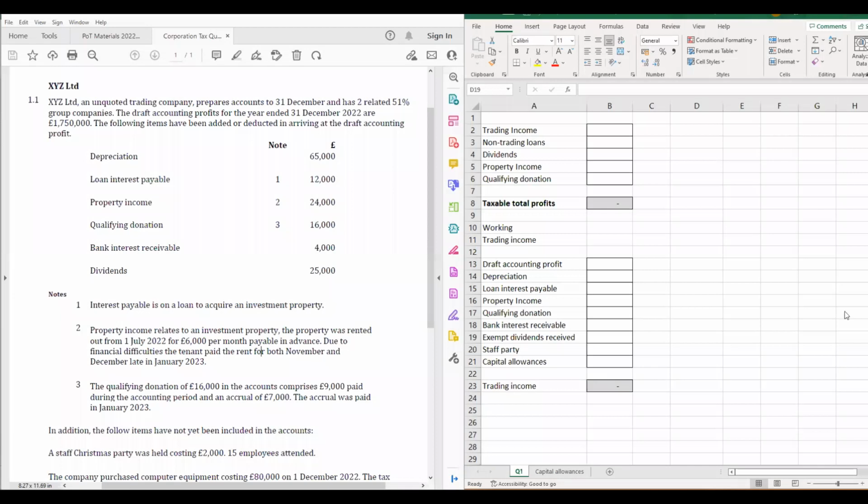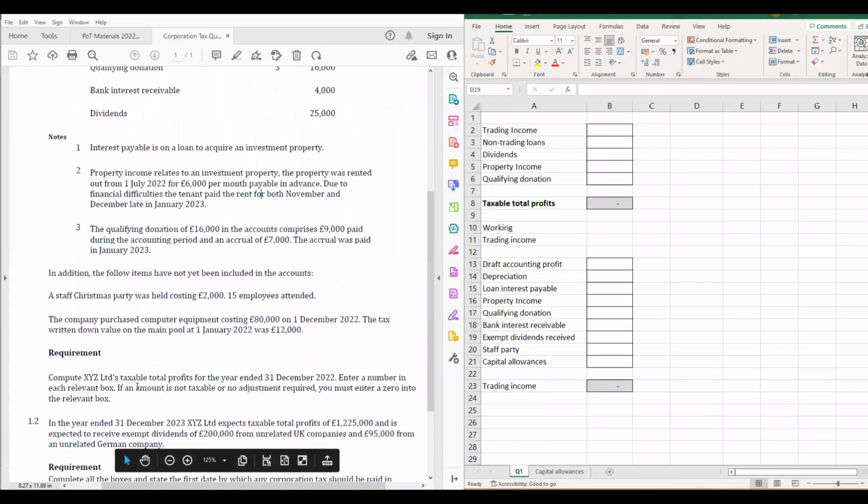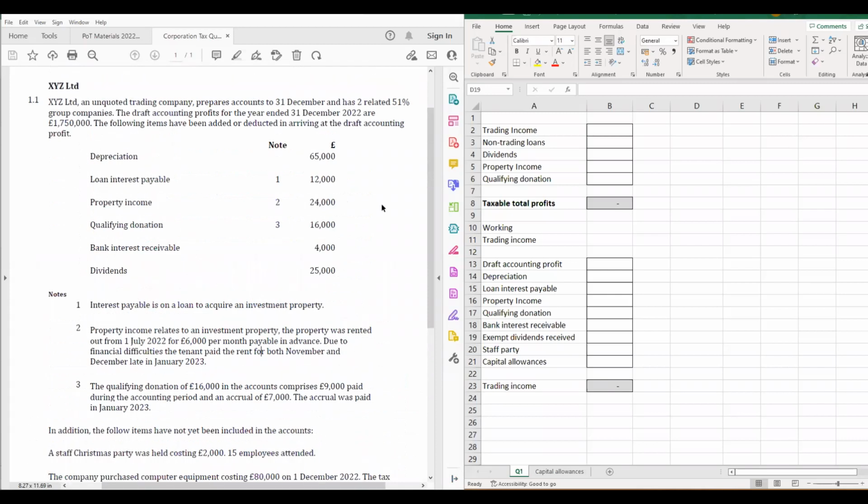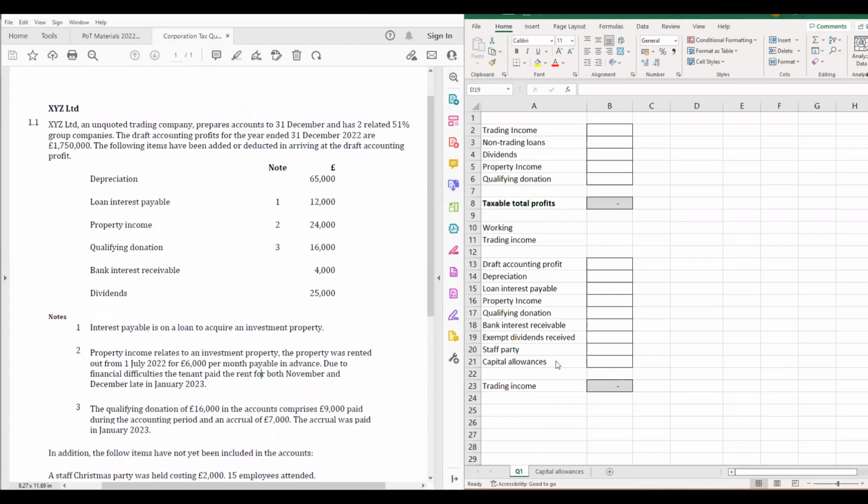So we've got in this question XYZ Limited, and the requirement is going to be to compute the taxable total profits for the year end 31st of December 22, entering a number in each relevant box. If an amount is not taxable or an adjustment, you must enter a 0 into the relevant box. That's important for when you're coming to do your answer sheet, remembering that where it's a 0 or exempt from tax or whatever you determine, you need to make sure you actually put that 0 to get the mark.